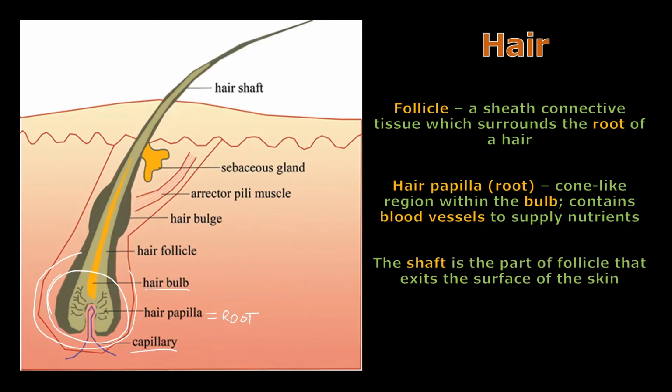The shaft is the part of the follicle that exits the skin. That's the part you can see sticking out visibly.